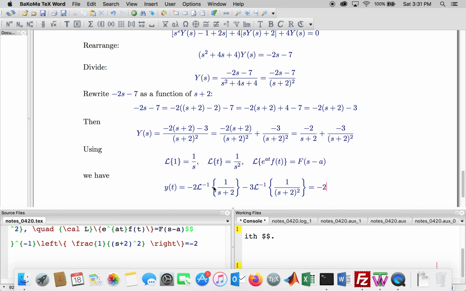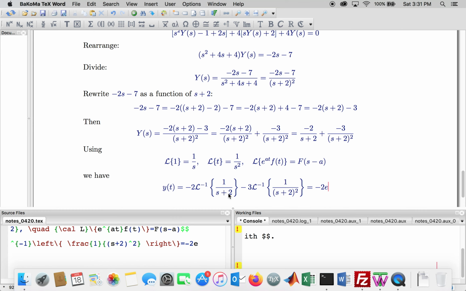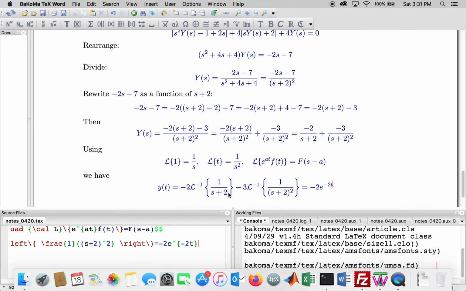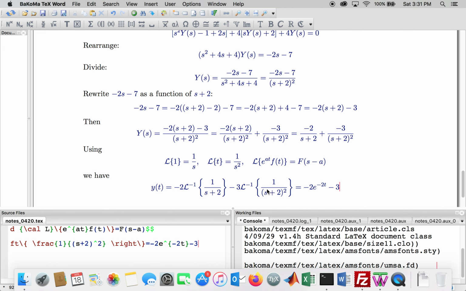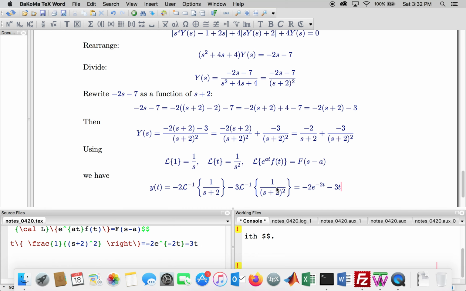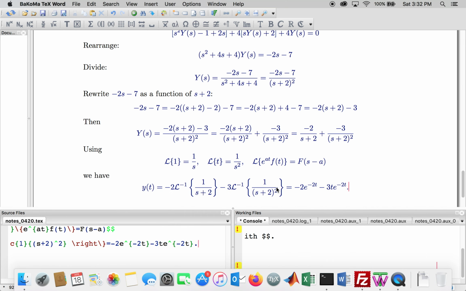So if I take the inverse transform of 1 over s, that'll be equal to 1. But then the shift gives a factor of e to the minus 2t. And then I have minus 3. And here, the inverse transform of 1 over s squared would be t, but the shift of plus 2 right here, so really the value of a is minus 2, would give me t times e to the minus 2t.